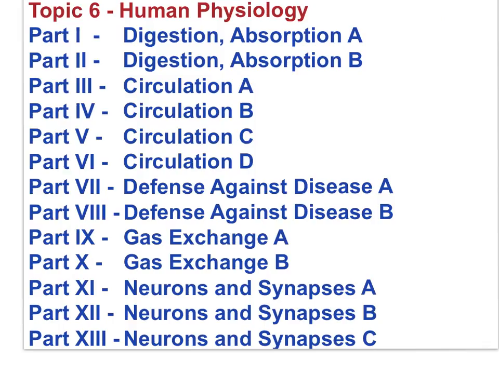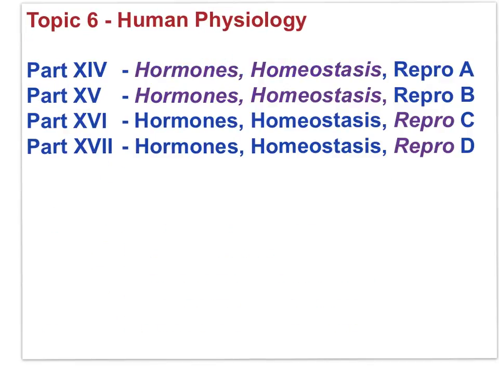Here is the first of 2 slides that provide an outline of all available movies for Topic 6, Human Physiology for SL and HL students. Use the outline to find the movie you need for review. This movie is focused here. Here is the second slide with the outline for all available movies of Topic 6, Human Physiology.